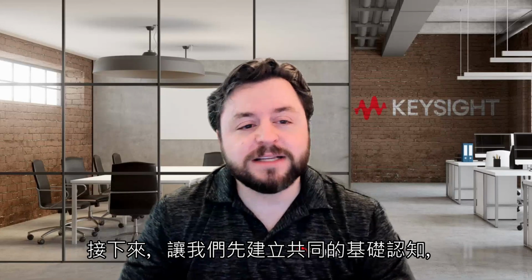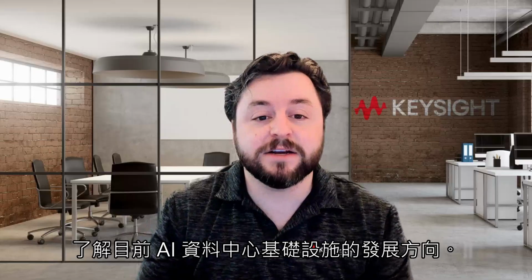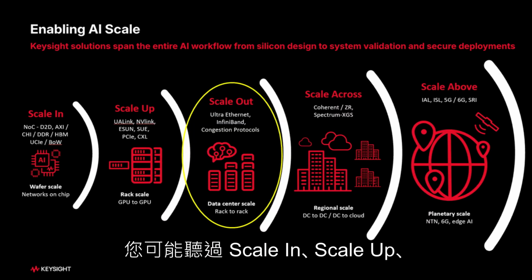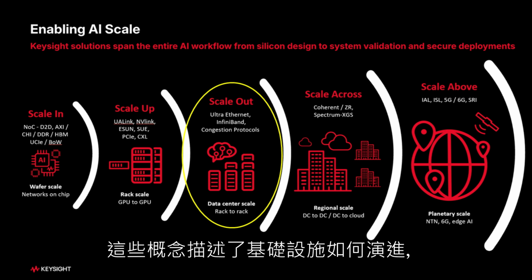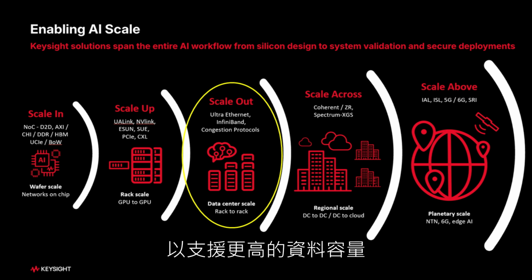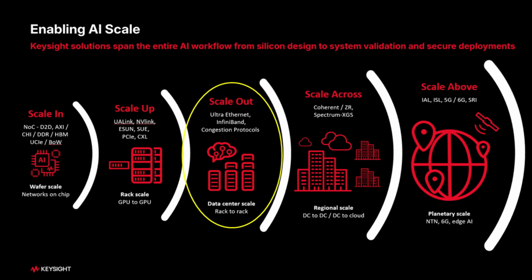So to get us started, let's level set on where we are and what we're talking about within the AI data center infrastructure. You've likely heard terms like scale in, scale up, scale out, and scale across. These describe how AI infrastructure is evolving to support higher data capacity and throughput for LLM training and inference.